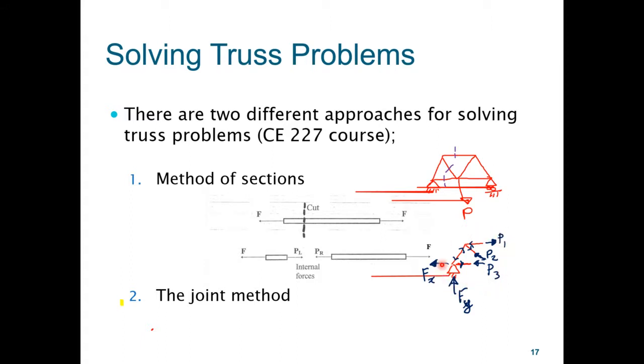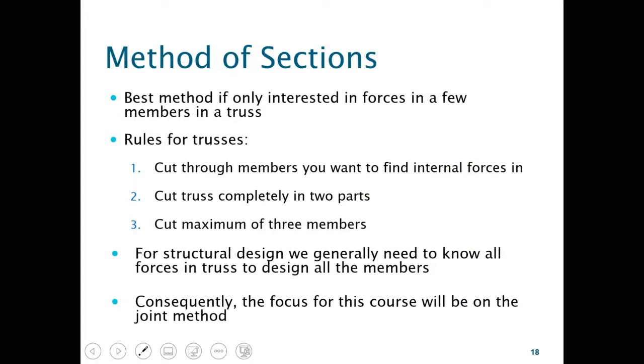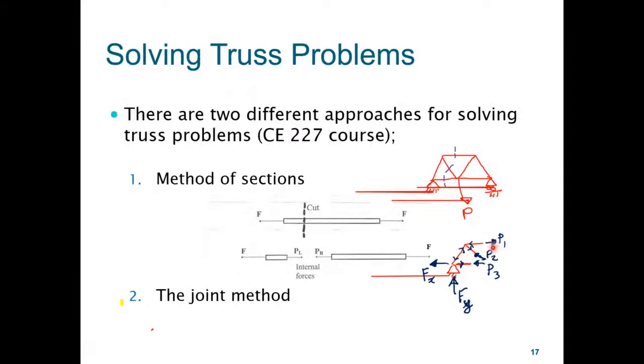And the other one is the joint method, which is what we're going to do within this class. So I'll go through that in a bit more detail. The method of sections is the best method if you're only interested in the force in a few members of the truss, because we cut through these three, so we can get the forces in these three members. But what about all the forces in the other members of the truss as well? It's a relatively straightforward truss because it's a small truss. But if we had a bigger truss with more members in it, we'd have a long time going through all the different members, cutting them and so on.